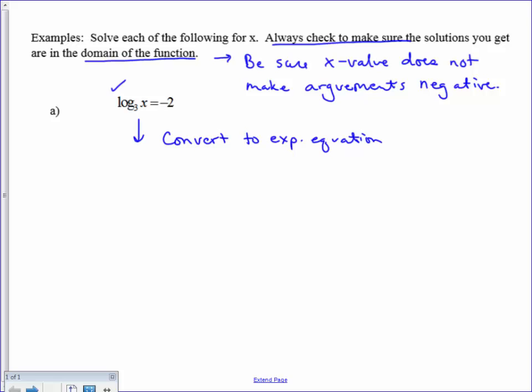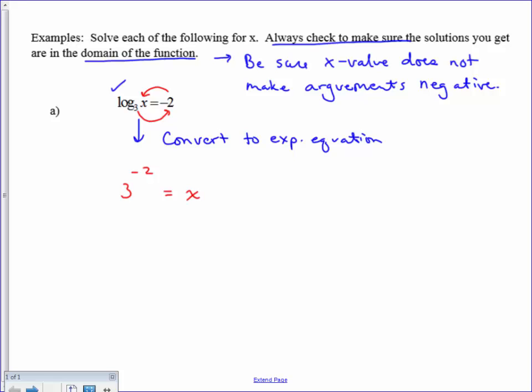To do this, we start at the base of our log, use the result on the other side as our power, and then set that equal to our argument. Okay, we've done this before, but in a different context. To convert this, this would be 3 to the negative 2 equals x.